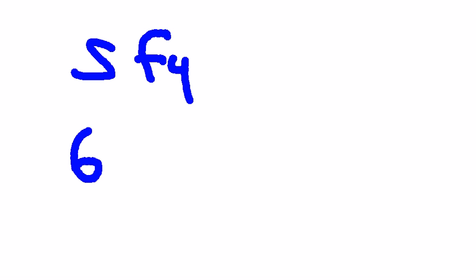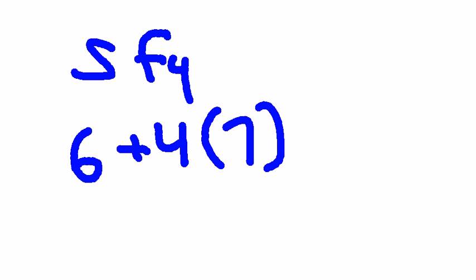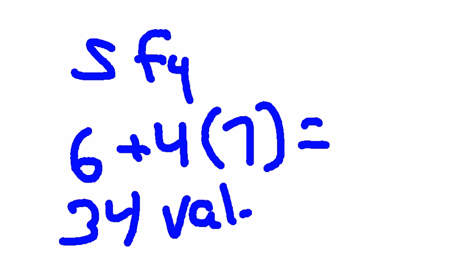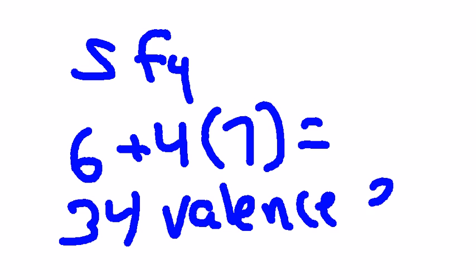The sulfur kicks in 6. Each of the 4 fluorines contributes 7 valence electrons. So that gives us a total of 34 valence electrons. Alright, so let's put them together.